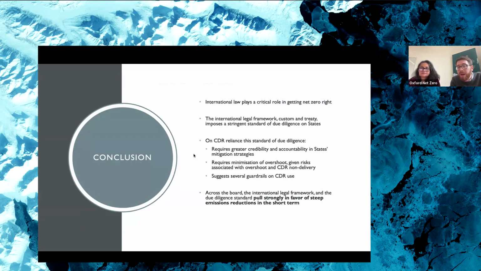They need to minimize the extent of overshoot, given the risks associated with it. And it suggests several more specific guardrails that should start to inform states' thinking on this. And pulling all of this together, the key implication of all of that discussion is that the international legal framework and due diligence pulls very strongly in favor of steep emissions reductions in the short term. That's the way to minimize all of the different risks that we've outlined.